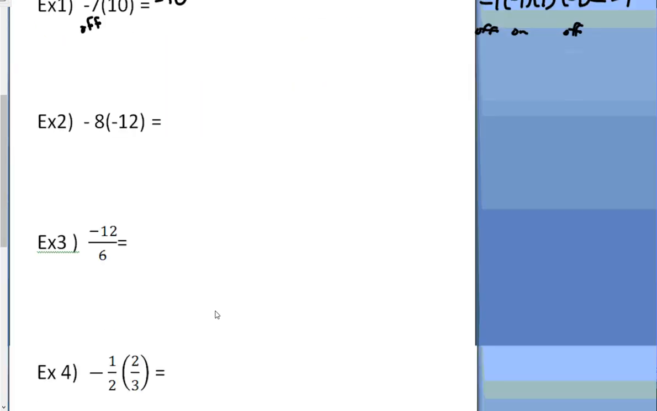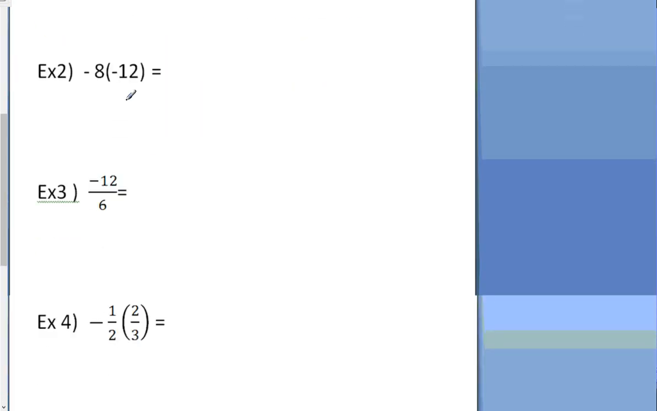Let's do example 2. First number, that negative turns the lights off. The next negative turns the lights off. Another negative flips the switch again, so that turns them back on. So now it's positive.